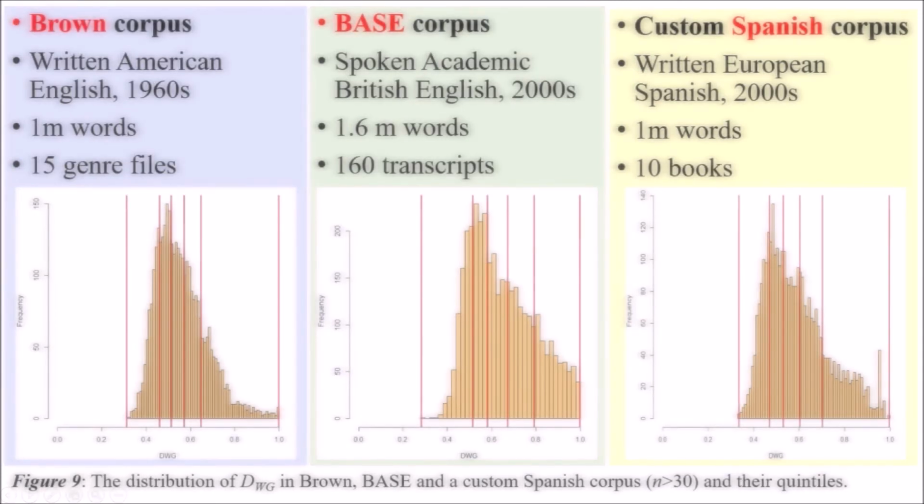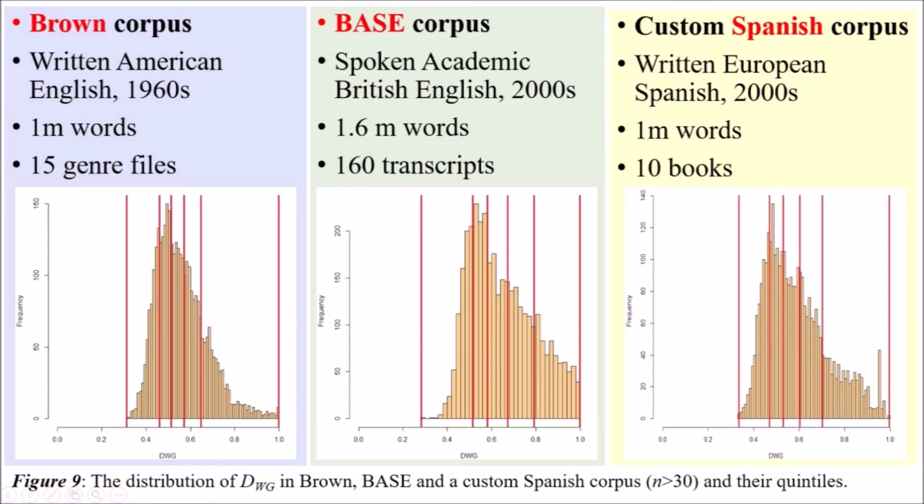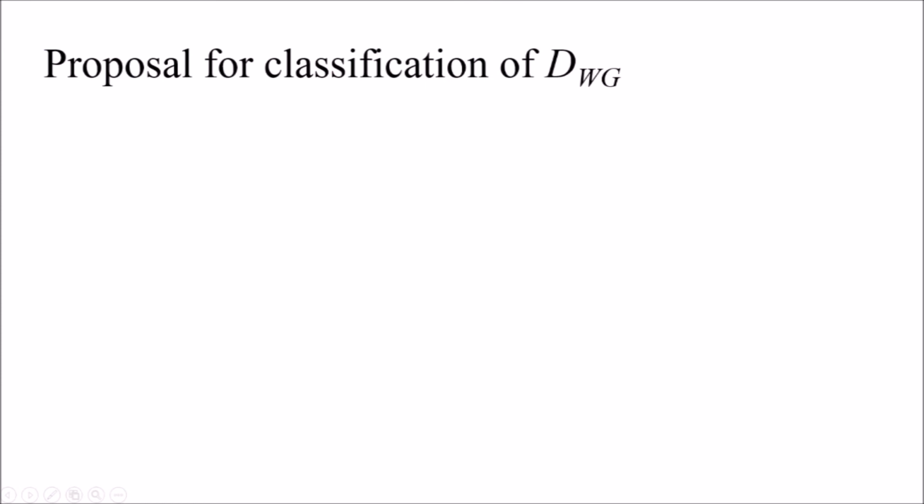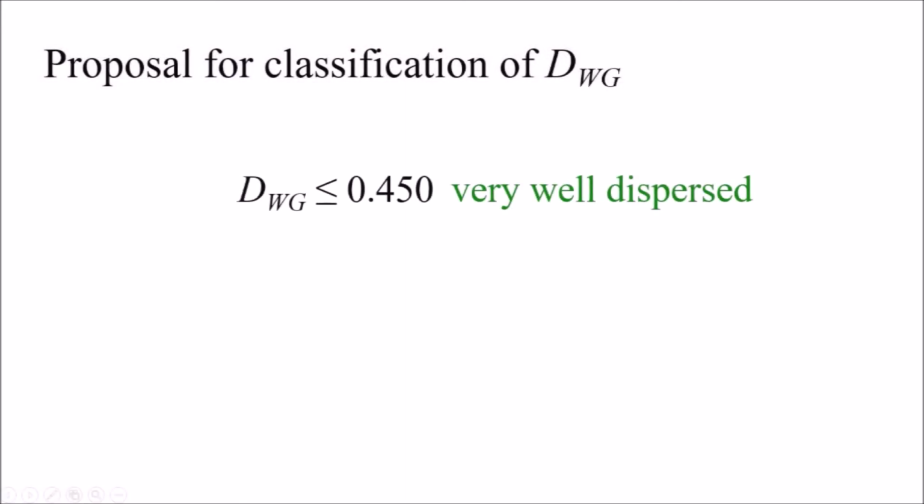It is possible to calculate the quintiles of the DWGs, where each of the 5 groups contains the same percentage of observations. This is indicated with the red lines in the histograms here. Based on these quintiles, I propose a 5-scale interpretation of word growth dispersion values as they apply to real-life empirical situations. A DWG value of less than 0.45 indicates a very well-dispersed word.